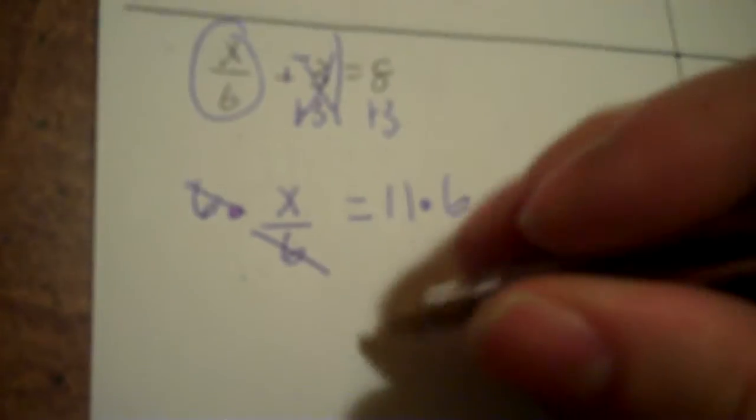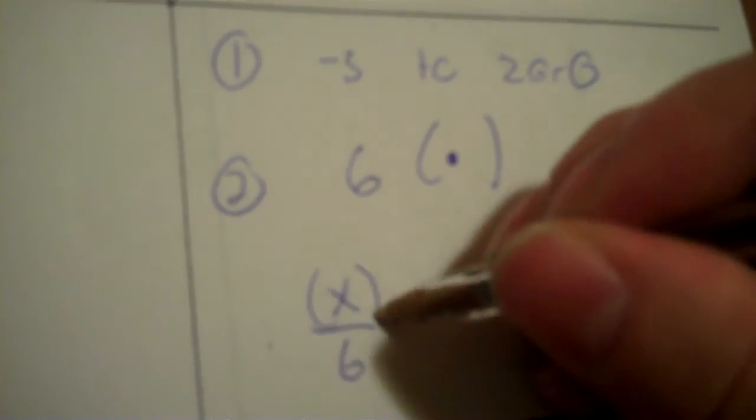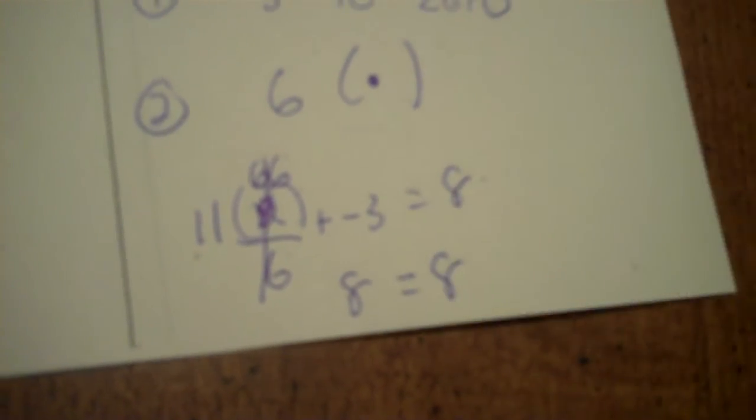Then, to solve division equations where x is divided, we times. So times 6, times 6. So we know that times 6 and divided by 6, those operations cancel. And 11 times 6 is 66. So let's check our answer. x divided by 6 plus -3 equals 8. So I think x is 66. So I would take 66 divided by 6, that would give me 11. And then I would take 11 plus -3. That would be 8. So 8 matches up with the 8.